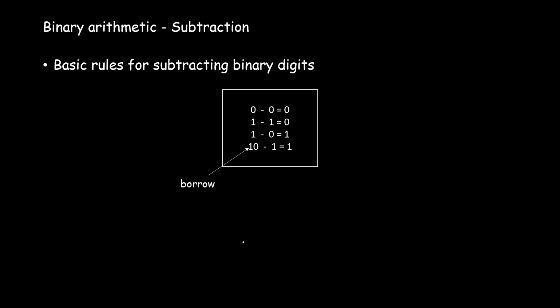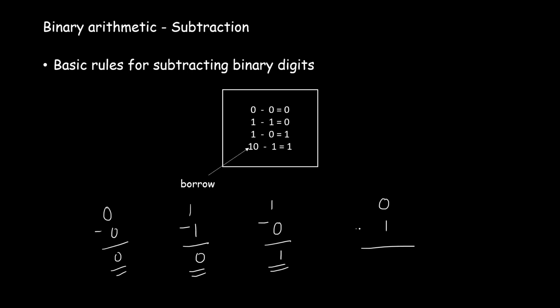So the rules for binary subtraction are given here. That is, when you are subtracting a 0 from 0, you will get a result of 0, and 1 minus 1 is a 0. 1 minus 0 is a 1, and 0 minus 1, you cannot subtract a bigger number from a smaller number, hence you take a borrow. When you are taking a borrow, this bit becomes 1 0. 1 0 minus 1 is 1.